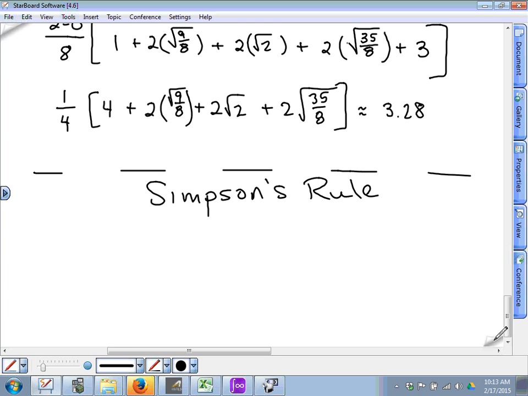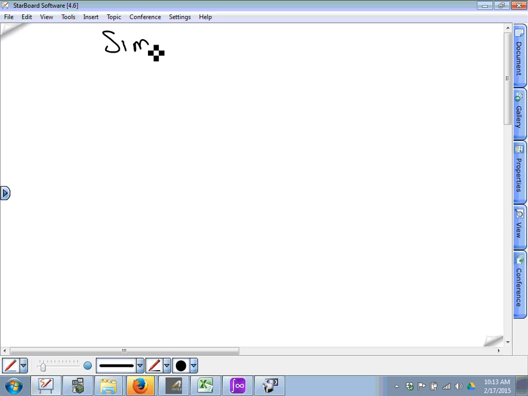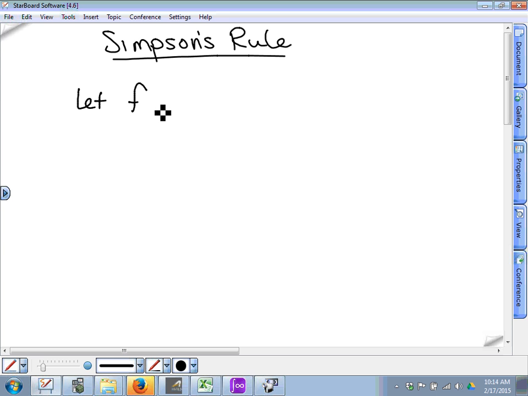I need a new page. Oh, here we go. I almost have to keep pressing output to type words. Here it is. That does suck. It really does. So much easier. Let f be continuous.